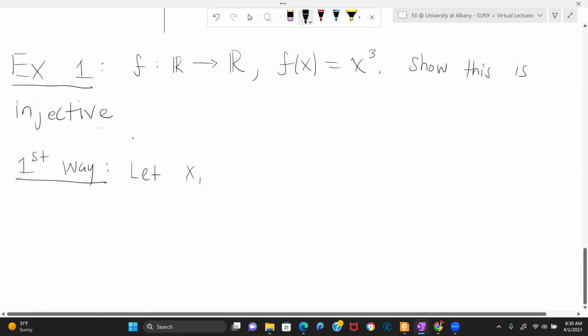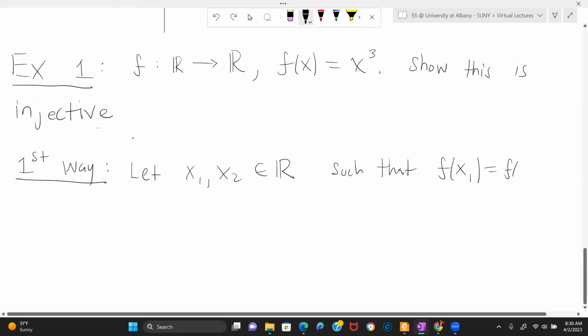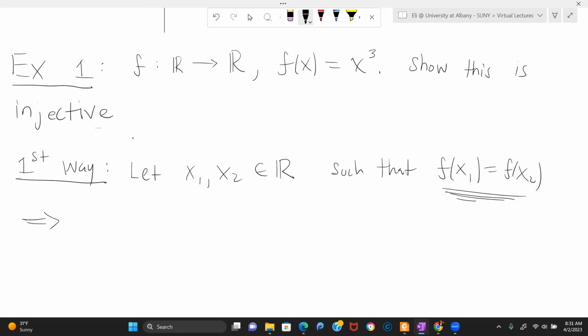So let x1 and x2 be real numbers. I'm not necessarily assuming they're the same or they're distinct. They're just two real numbers, possibly the same, possibly not. I'm going to conclude that they're the same though. So we're going to say let x1 and x2 be real numbers such that f of x1 is equal to f of x2. So this is my hypothesis. I need to assume that, and then now I want to conclude that x1 and x2 have to be the same. Well, what does this condition right here mean?